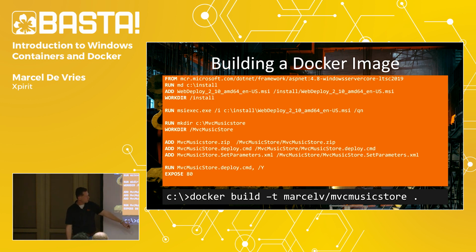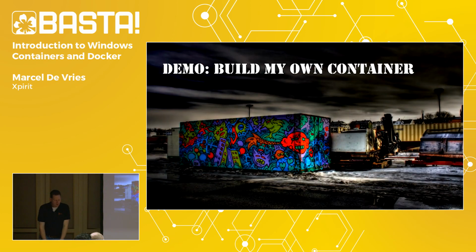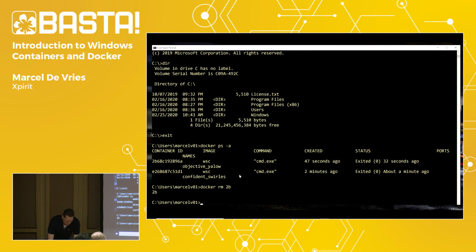And what I need to do is then on the command line docker build, I can tag it, so I can give it a name. Like I did, I gave the Windows Server Core another name by using a docker tag and then giving it another name. You can give it any name you want. So in this particular case, it would be Marcel Vries /music store. Now let me build the container that I just created.